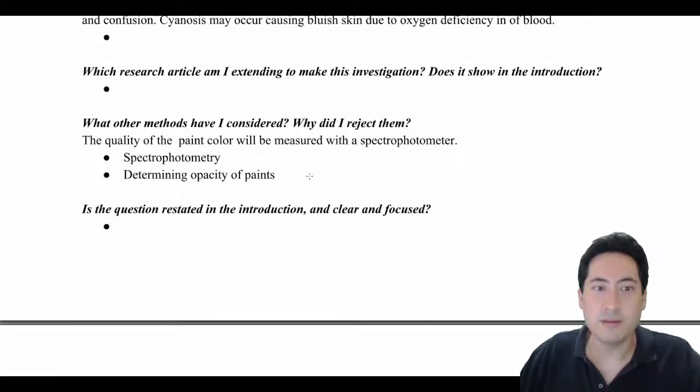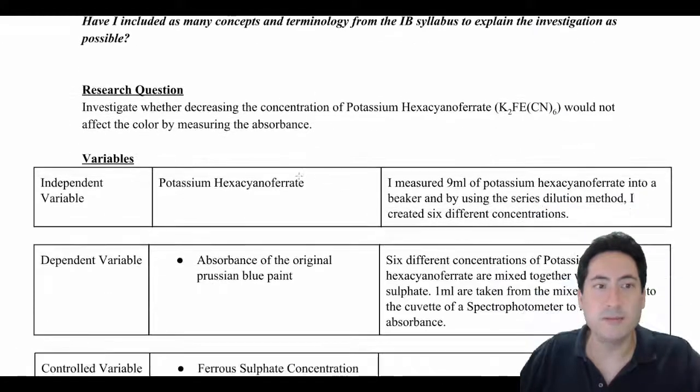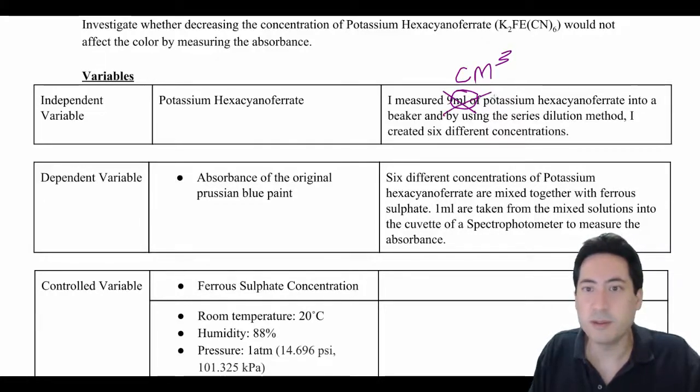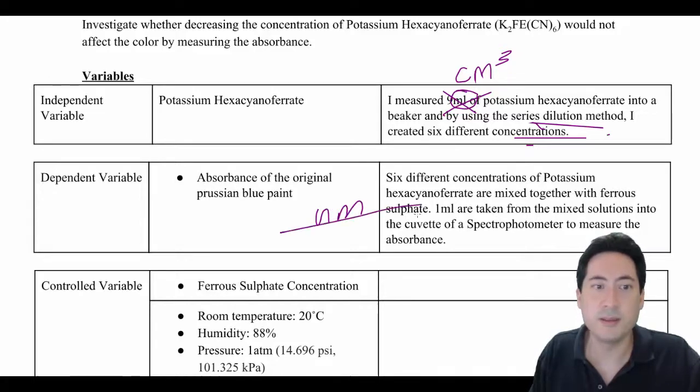So you've got some of it here. I'll let you dwell on that. Okay, let's go to our variables. IB doesn't go there. Centimeters cubed, everyone always loves to do that. Fix it up throughout the whole thing. Changing how you're changing it: series dilution. I want to know what those increments are. Absorbance, you still haven't told me what the nanometers is. How am I meant to repeat it?